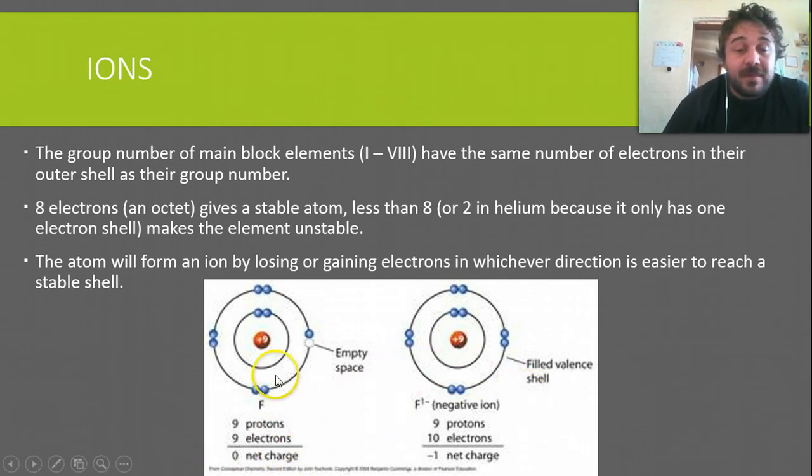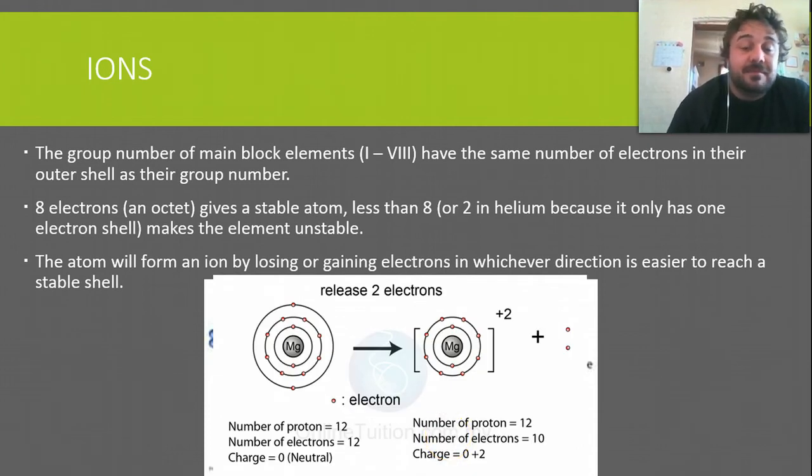Okay, and here's our last example, I think. So here we have fluorine again. It's got +9 in the middle, 9 around there. It fills up that empty space, and you now have 9 protons, 10 electrons, so an overall net charge of -1.